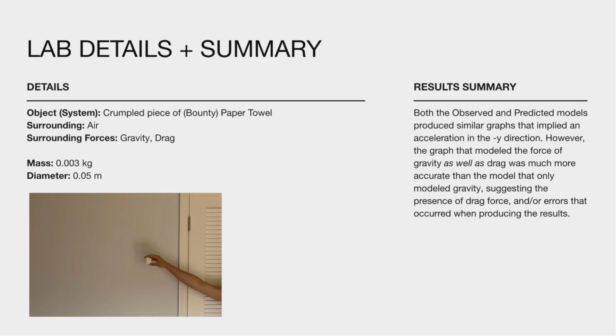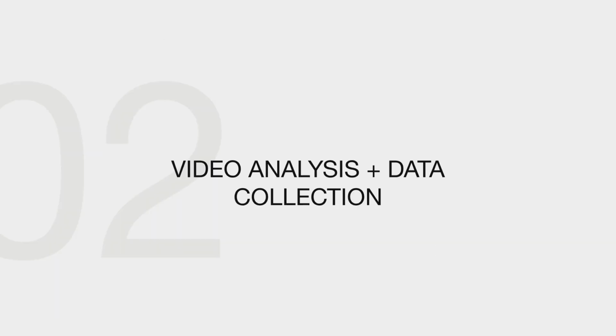At the end of this experiment, we'll see that both the observed and predicted models produce similar graphs that implied an acceleration in the negative y direction. However, the graph that modeled the force of gravity as well as drag was much more accurate than the model that only modeled gravity, suggesting the presence of drag force and/or other errors that could have occurred when producing the results. The first part of this experiment includes video analysis and data collection with Tracker.